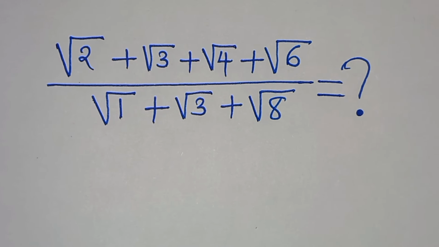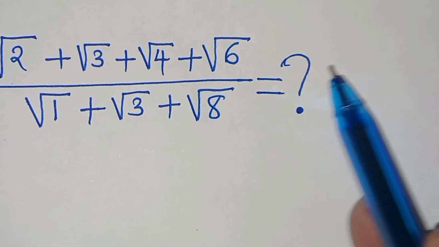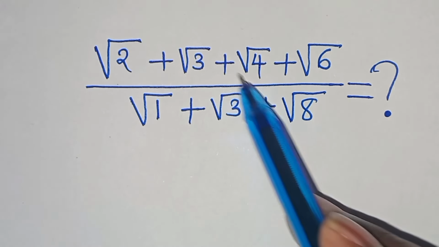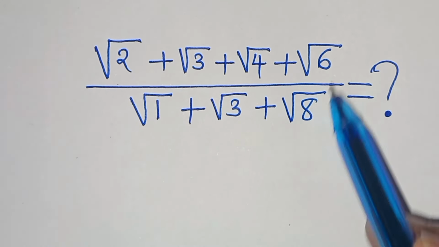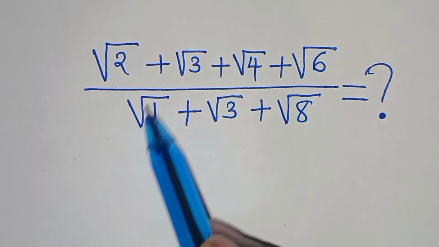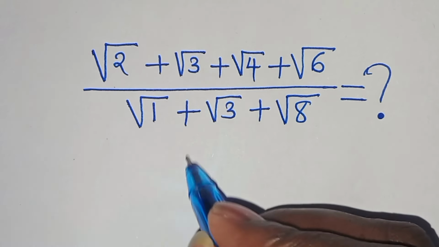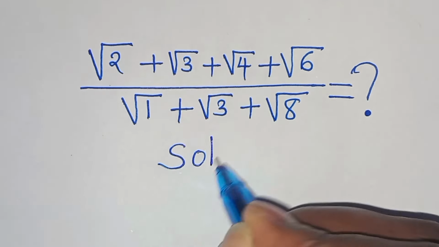Everyone, you're welcome to solve this nice square root math problem, which is the square root of 2 plus square root of 3 plus square root of 4 plus square root of 6, divided by square root of 1 plus square root of 3 plus square root of 8. So now let's provide a solution to this problem.